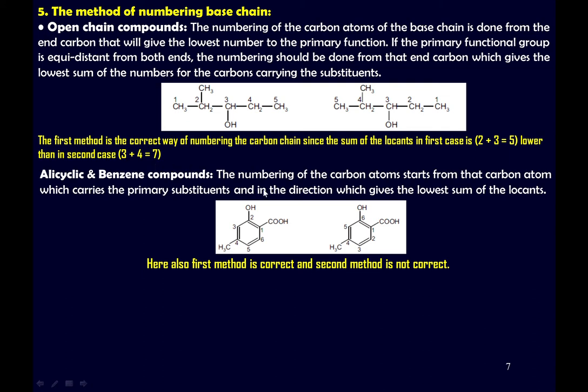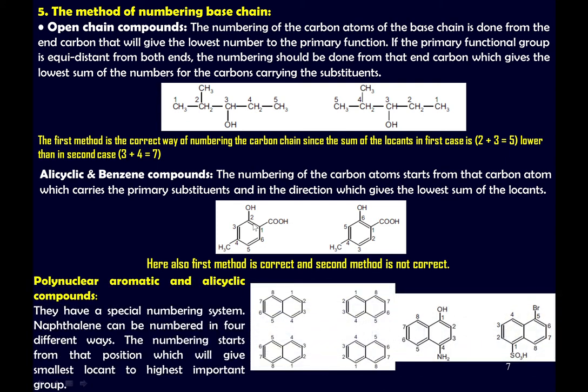So here we have COOH. We are going to start with COOH because it is the principal functional group, 1. We can either go clockwise or we can go anticlockwise. Now if we go clockwise, the locant for OH will come 6, 6 plus 1 is 7. But if we go anticlockwise, the locant will come 2, 1 plus 2 is 3. So this name will be preferred. So we should call this 2-hydroxybenzoic acid and not 6-hydroxybenzoic acid.